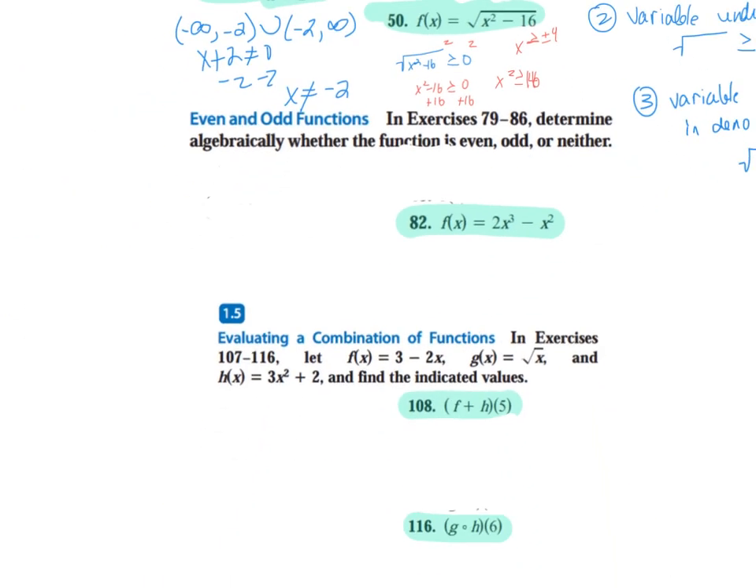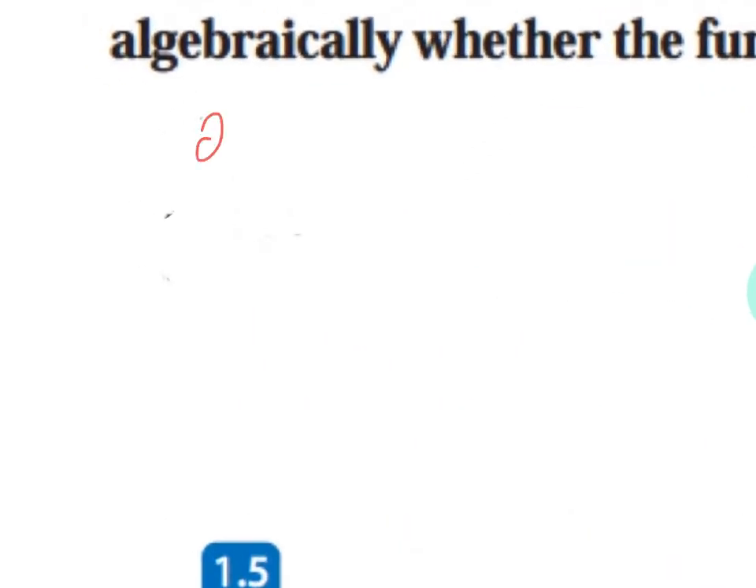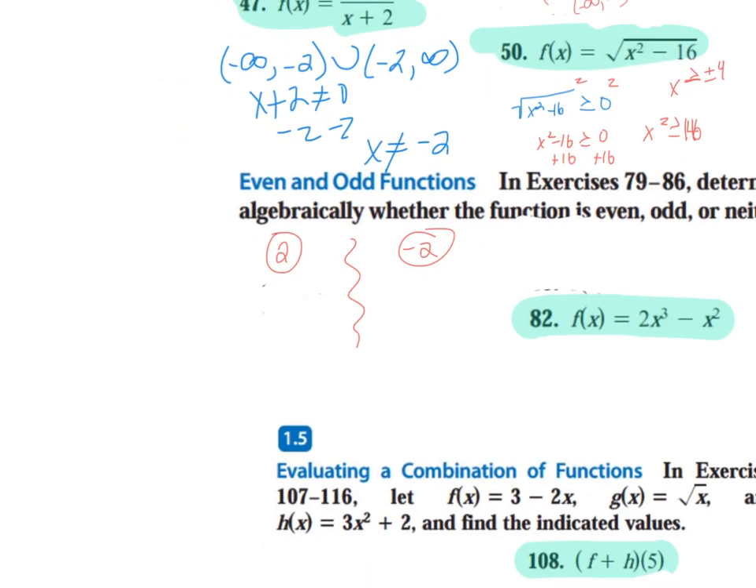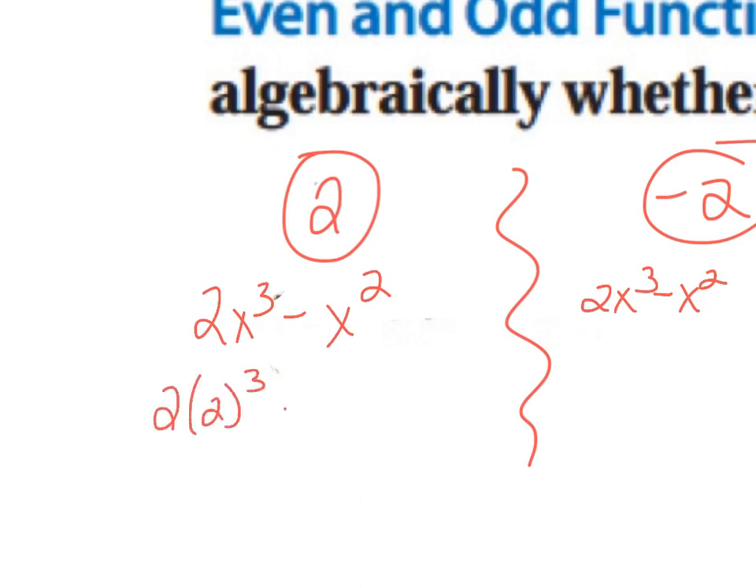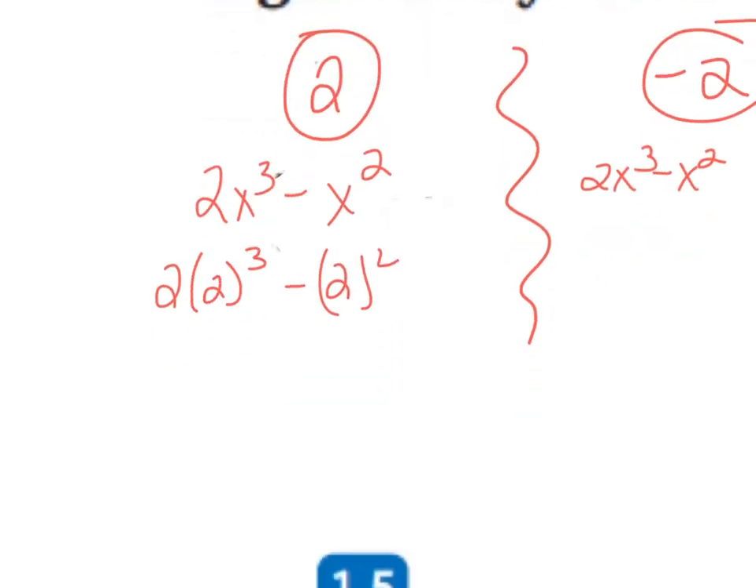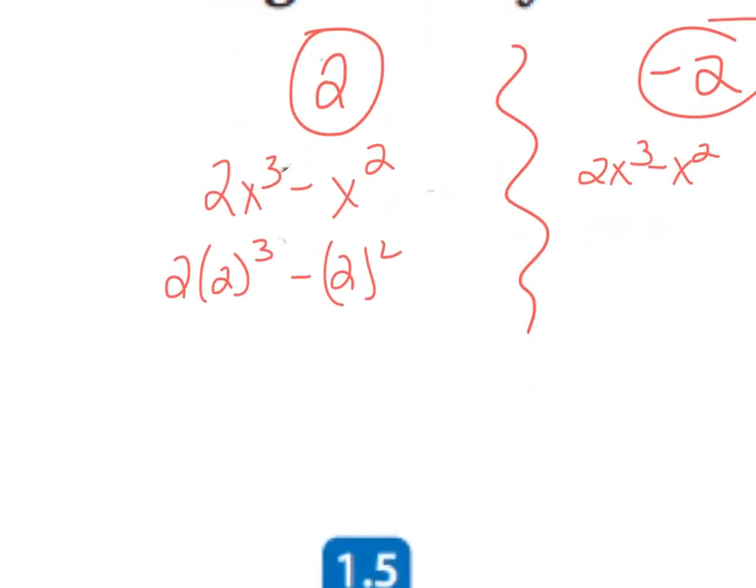So let's look at 82. What number do you guys want to pick? 2. Okay. Remember, you have a calculator, so if you want to get fancy and use big, ridiculous numbers, that's fine. So I have 2x cubed minus x squared. I'm going to plug in +2. So 2 times 2 cubed minus 2 squared. So 2 cubed is 8. 8 times 2 is 16. Minus 4 gives me 12.